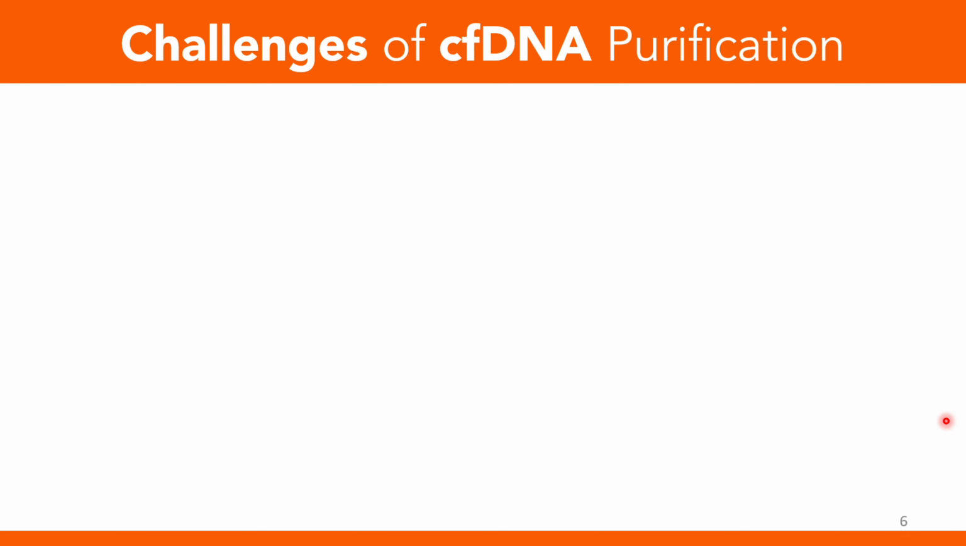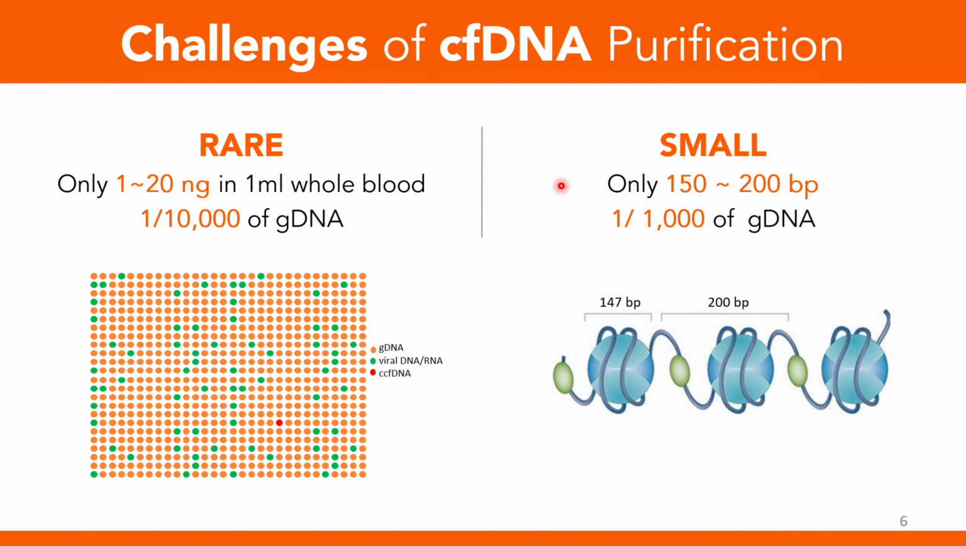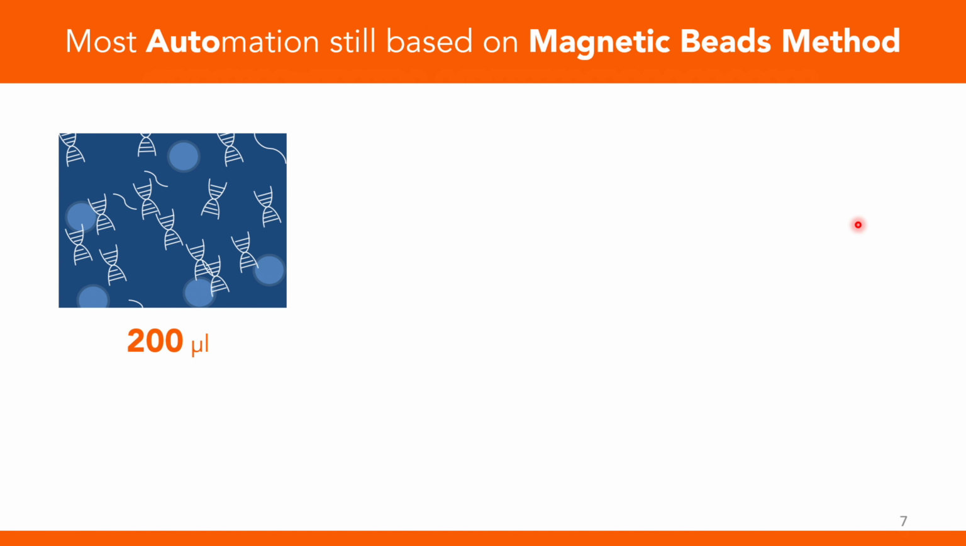Okay, but if we want to follow the applications which we mentioned previously, first of all, what we need to do is to purify cfDNA. And actually, there are many challenges to purify cfDNA. For example, first, it's very rare. As we mentioned, it's only 1 to 20 nanogram in 1 milliliter of whole blood. And second, it's very small. It's only 150 to 200 base pairs. So it's very rare and very small, so not very easy to be captured.